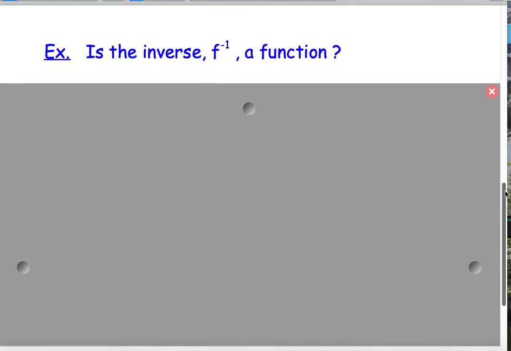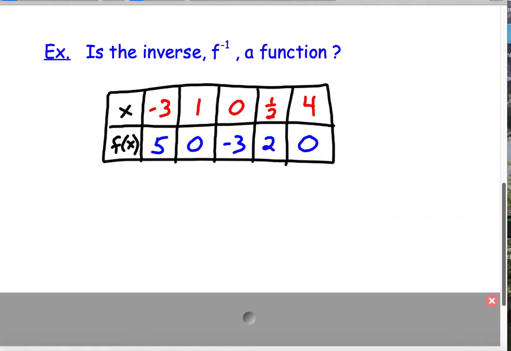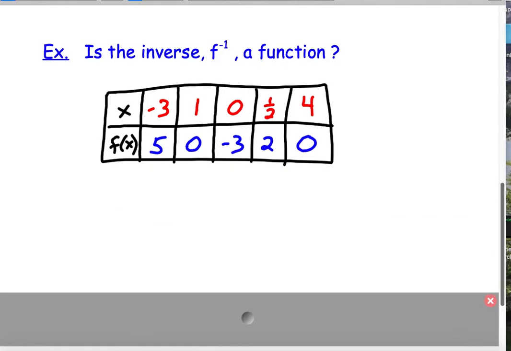Is the inverse, f inverse, a function? Let's look at this example. So my original: f of -3 is 5, f of 1 is 0, f of 0 is -3, f of 1/2 is 2, f of 4 is 0. That is a function because none of these red numbers repeat and get mapped to a different blue number.